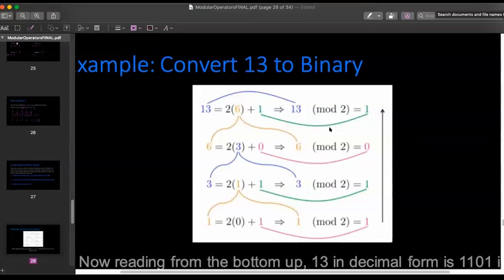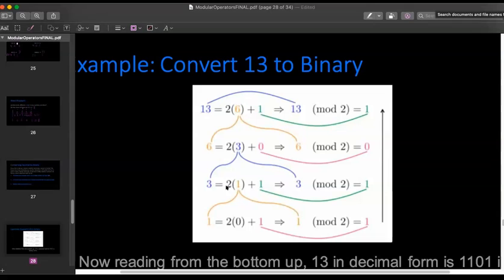So check this out. If I'm converting 13 to binary, I'm taking that 13 and that's equal to 2 times 6 plus 1, because 2 goes into 13 six times with 1 left over. So 2 times 6 plus 1 is 13. We're going to take that 6 and do the same thing with the 6. That's 2 times 3 plus 0 because it's an even number.